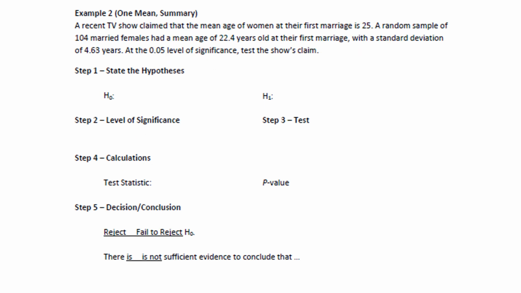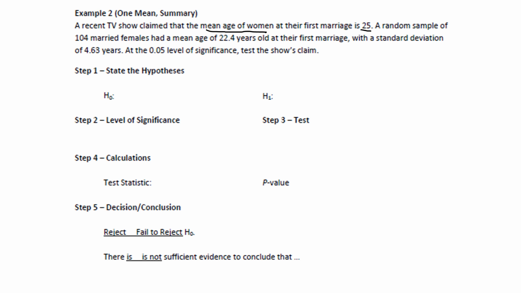Now for example 2. A recent TV show claimed that the mean age of women at their first marriage is 25. A random sample of 104 married females had a mean age of 22.4 years old at their first marriage, with a standard deviation of 4.63 years. At the 0.05 level of significance, test the show's claim. We're comparing the mean age of women at their first marriage to a number, 25. That indicates that we're looking at a one mean test.